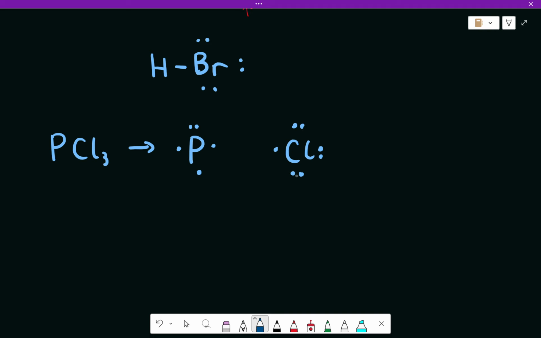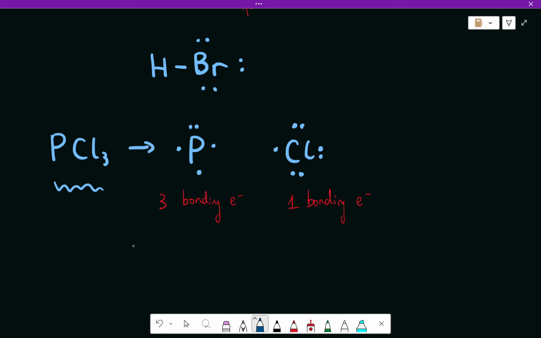So we can see that this phosphorus has 3 bonding electrons, while this chlorine only has 1 bonding electron. And we call the number of bonding electrons an atom has bonding capacity.